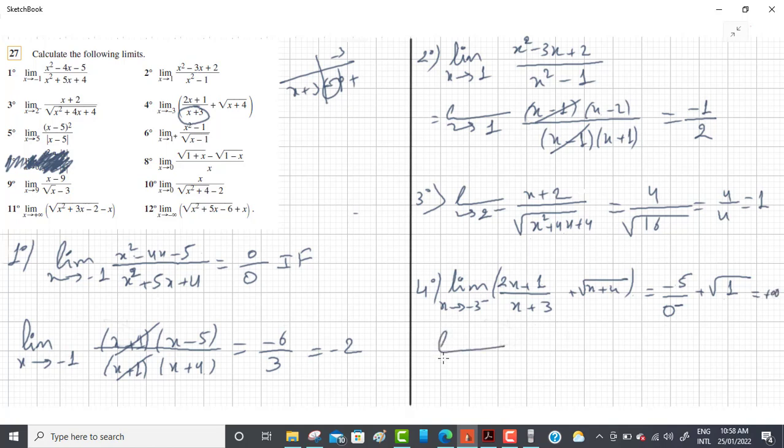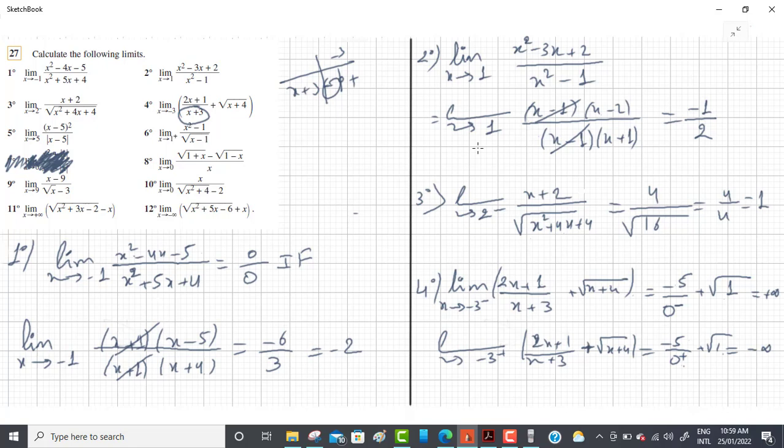The same, limit as x tends to minus 3 plus of this fraction of (2x plus 1) over (x plus 3) added to radical of (x plus 4), you will obtain minus 5 over 0 plus, plus radical 1. Minus 5 over 0 plus, minus over plus is minus, minus infinity plus 1 is minus infinity. So this is part 4.